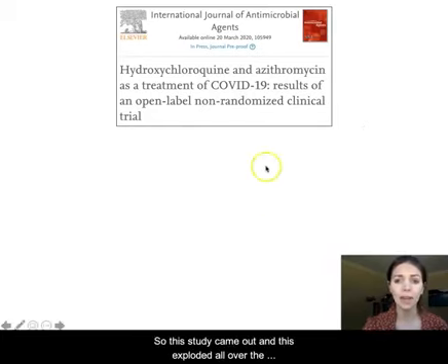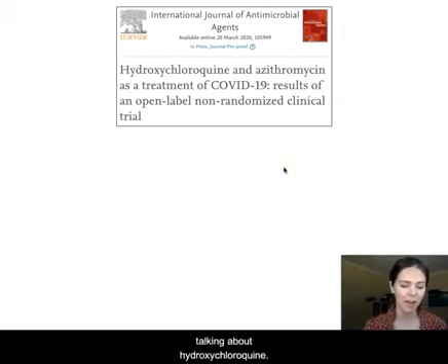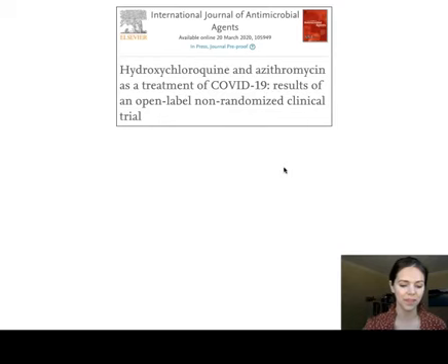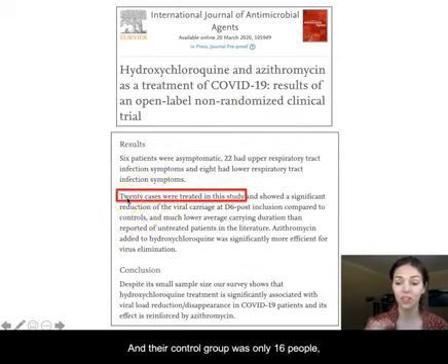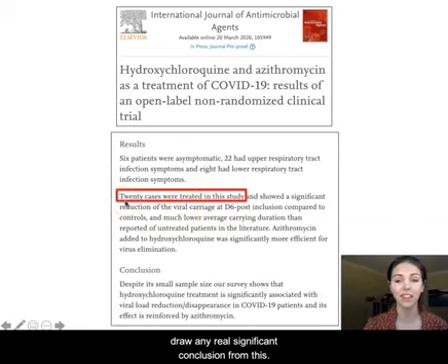Okay, so this study came out and this exploded all over the media. It seemed like everyone was talking about hydroxychloroquine. Okay, even President Trump was talking about it a lot and promoting it. It was huge. Okay, but this study actually only treated 20 people with the drug. And their control group was only 16 people. Okay, so this is actually a tiny sample size. And it's hard to draw any real significant conclusions from this.